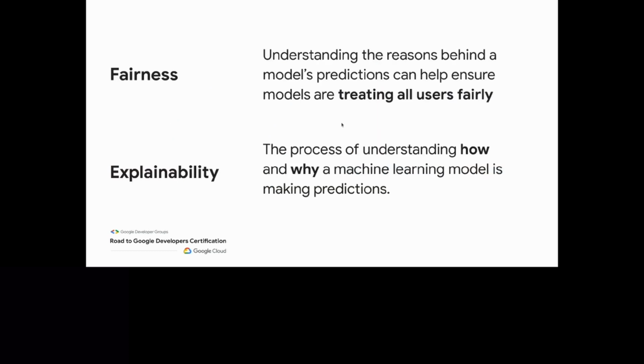Fairness. Understanding the reasons behind the model prediction can help ensure the model treats all users fairly. And explainability is the process of understanding how and why a machine learning model is making a prediction. Just to add to what we discussed, fairness is to treat everybody fairly, not essentially equally, but to consider what we as humans would take into account when we want to make a decision.